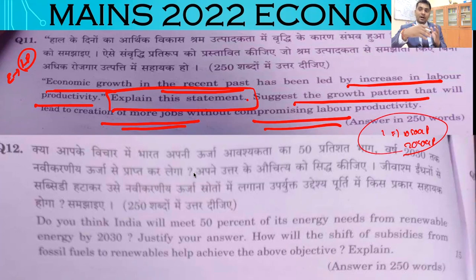The reason is after COVID-19 or after demonetization and GST, we have been hearing a statement that unemployment in the country has risen. So we don't expect this type of question to be formed, but now UPSC is giving the statement: economic growth in the recent past has been led by an increase in labor productivity. Explain the statement. Now, how can you explain it?